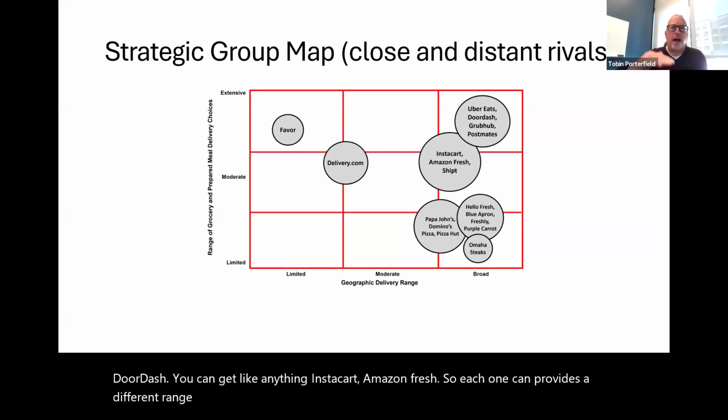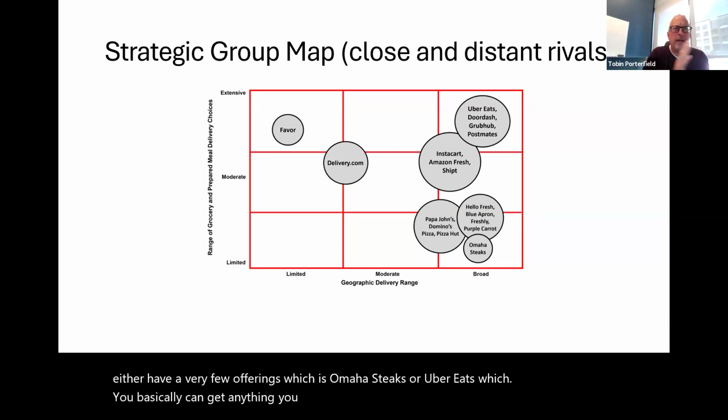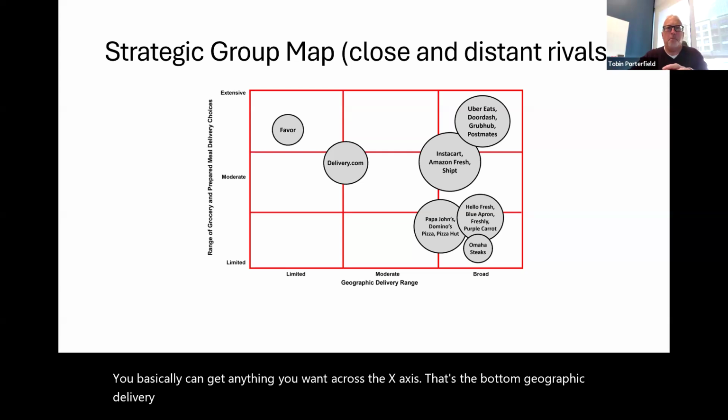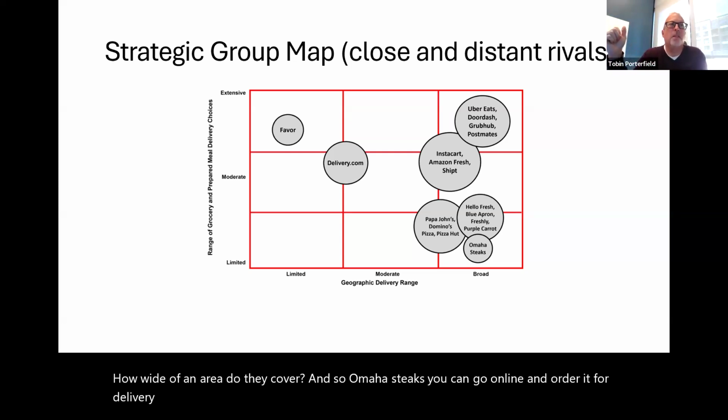Depending upon how high, top to bottom, it appears, that tells me that it either has very few offerings, which is Omaha Steaks, or Uber Eats, where you can basically get anything you want. Across the x-axis, that's the bottom, geographic delivery range: how wide of an area do they cover? And so Omaha Steaks, you can go online and order it for delivery anywhere in the country.